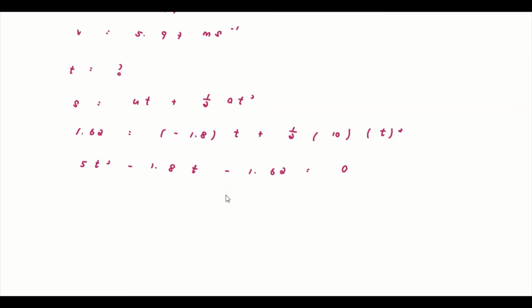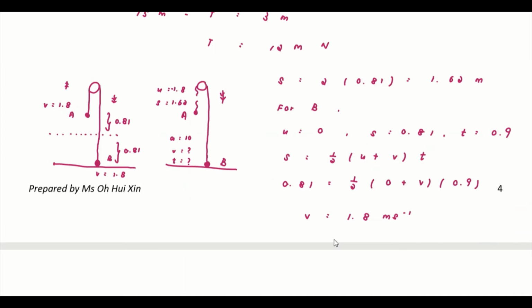So normally the working is not very important, because you'll realize that you will need to use the quadratic formula, the b squared minus 4ac, to solve this. So you can straight away just write down your answer: negative 0.417, and the other one is 0.777. Since the time should be a positive value, t is equal to 0.777 seconds. All right, so this is the time that the particle spent to hit the ground.